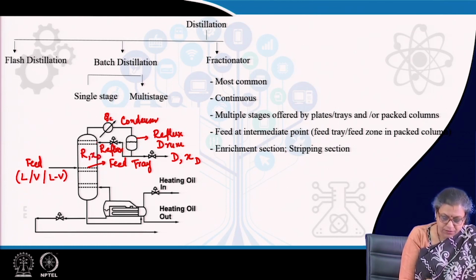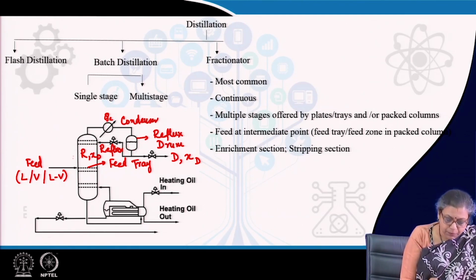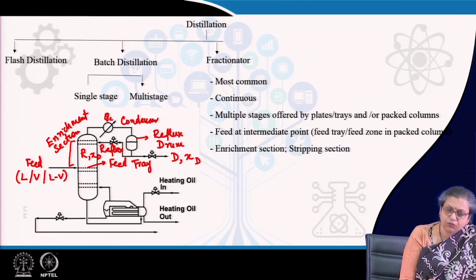When this reflux is introduced, it comes in contact with the rising vapor and enriches the vapor. So, by this particular process, we get high purity of the product. The section above the feed where enrichment of vapor occurs is known as the enrichment section, where the reflux meets the vapor in a counter-current fashion and enrichment occurs.